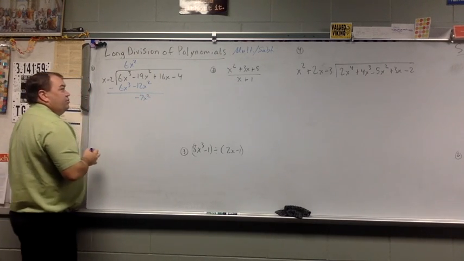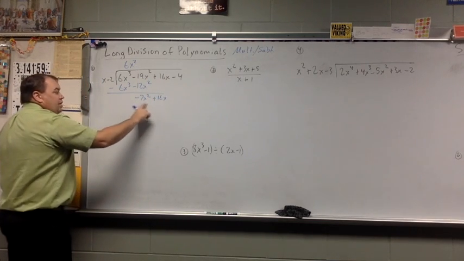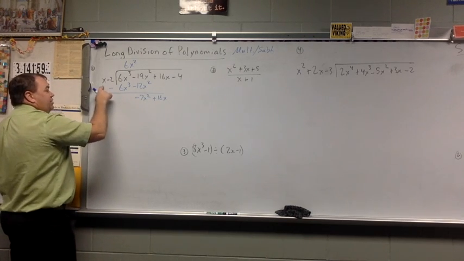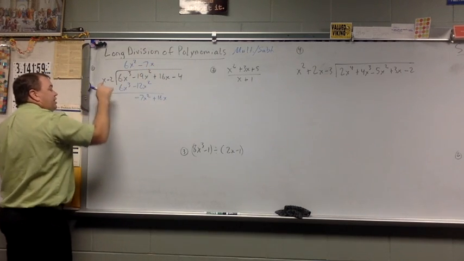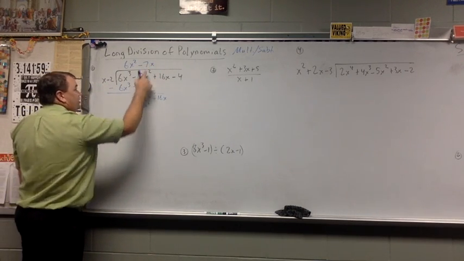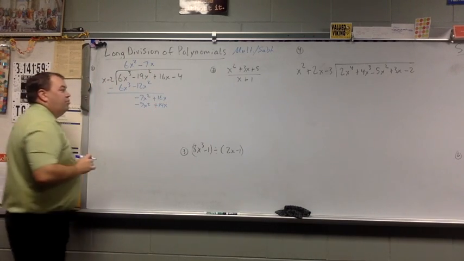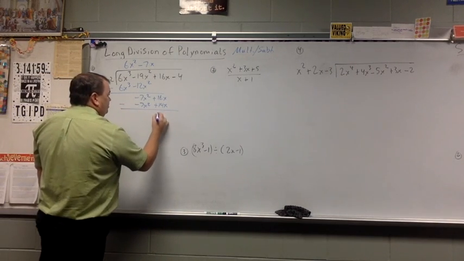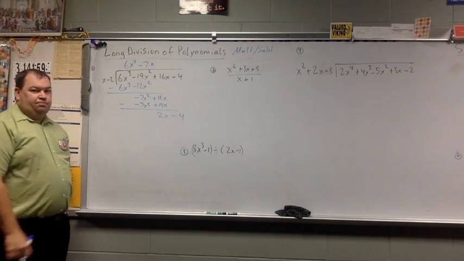And just like regular long division, I bring down the next term. Again, I'm trying to make my leading coefficients the same. Now I'm missing a 7 and an x. So when I multiply it in here and here, there was my multiplication step. Now I subtract. And I bring down that next term.